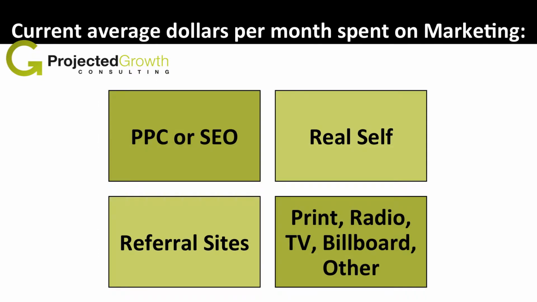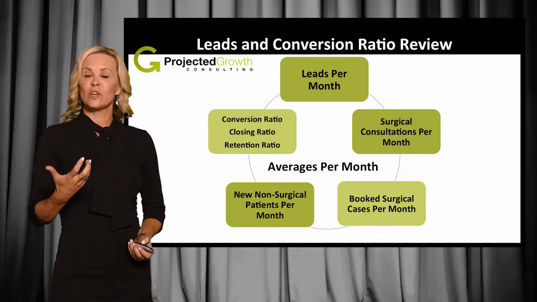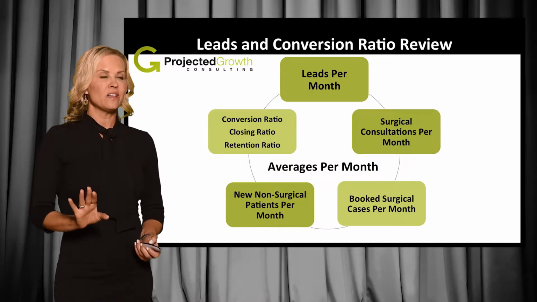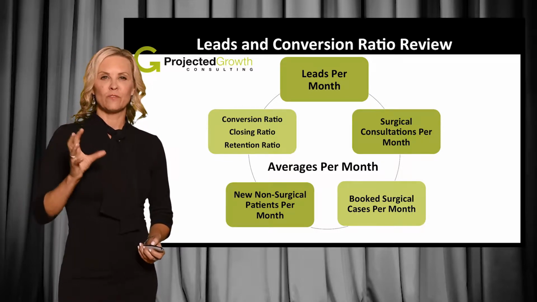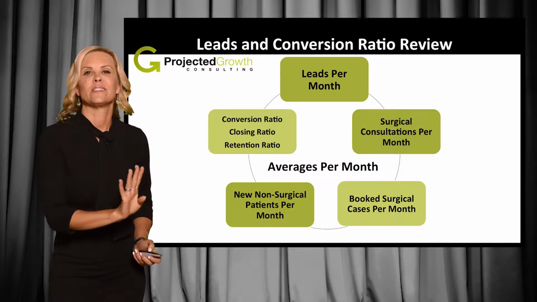There's a lot of different ways to do it. We can talk about internet and pay-per-click, referral sites, your website, other print and traditional medias to create the growth you're looking for, and really getting into what those conversion ratios are by area, because a lot of those different billboards are going to convert differently than pay-per-click, as an example.